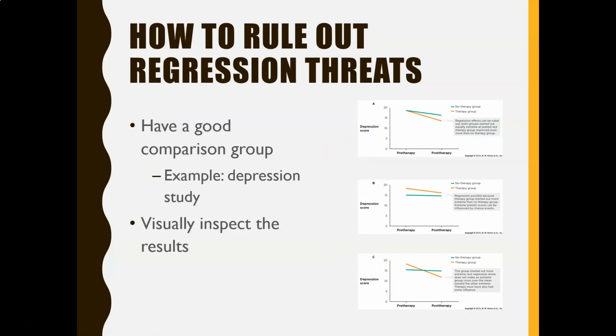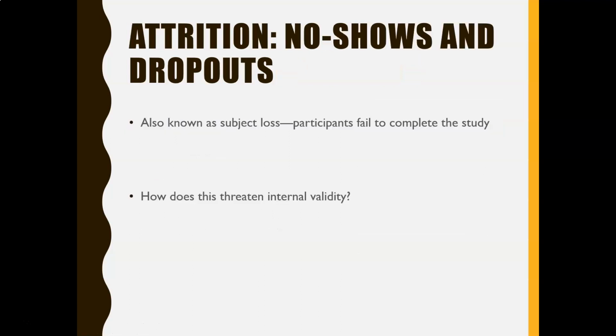So now we're going to talk about our next threat to internal validity, attrition. These are basically people that either don't show up for your experiment or they drop out of your experiments. This is what's also known as subject loss.